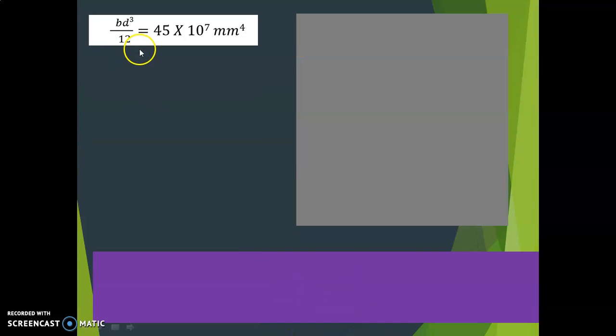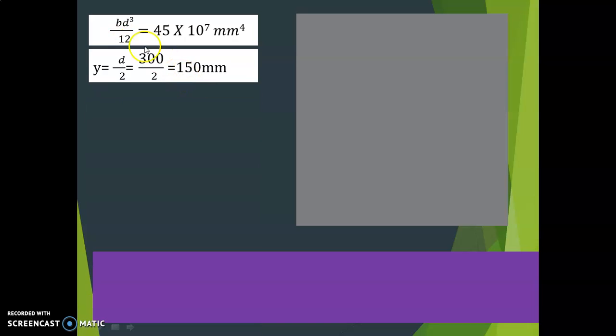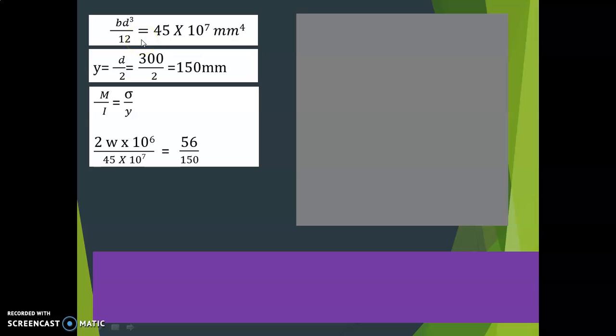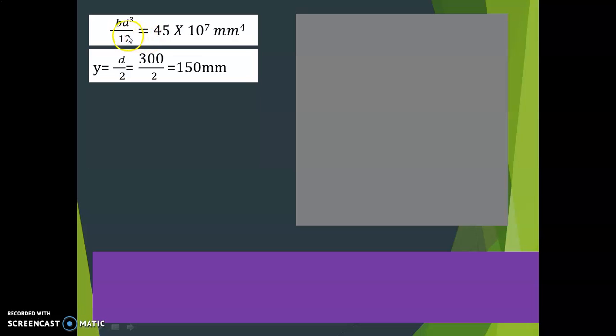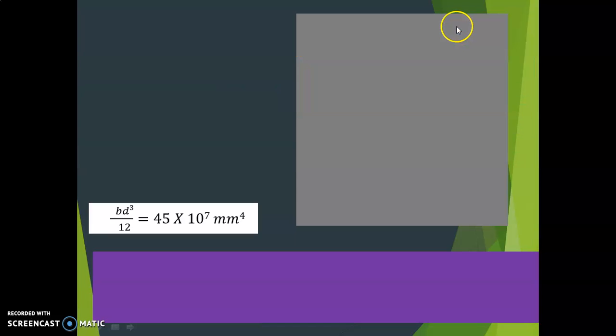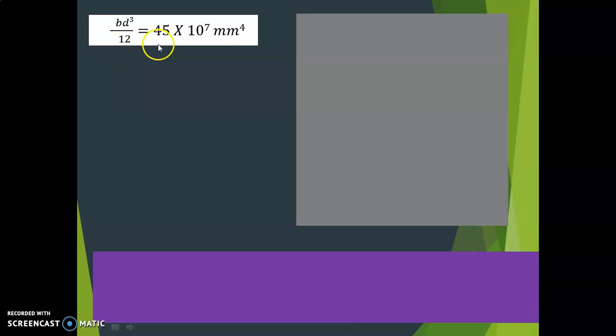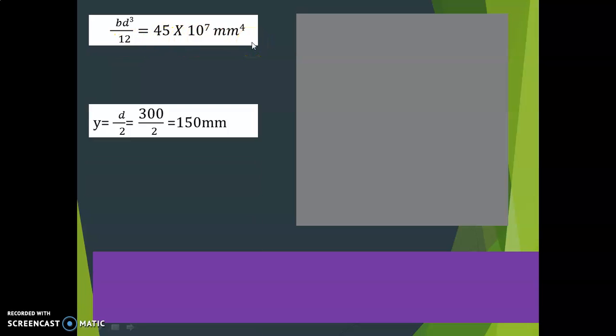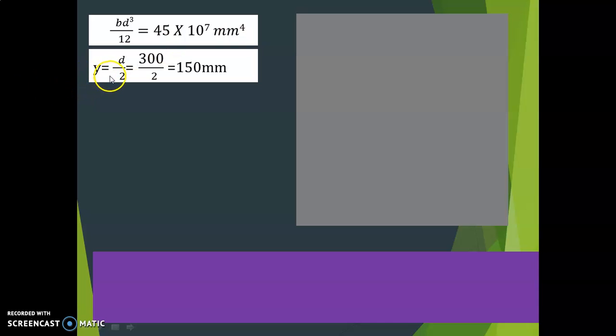So let us first find I, that is BD cube divided by 12. So if you substitute, B is equal to 200 and D is equal to 300 cube divided by 12, you get 45 into 10 raised to 7 millimeter raised to 4. Then you have to calculate what is Y. Y is equal to D divided by 2. The depth is 300 divided by 2, that is equal to 150.